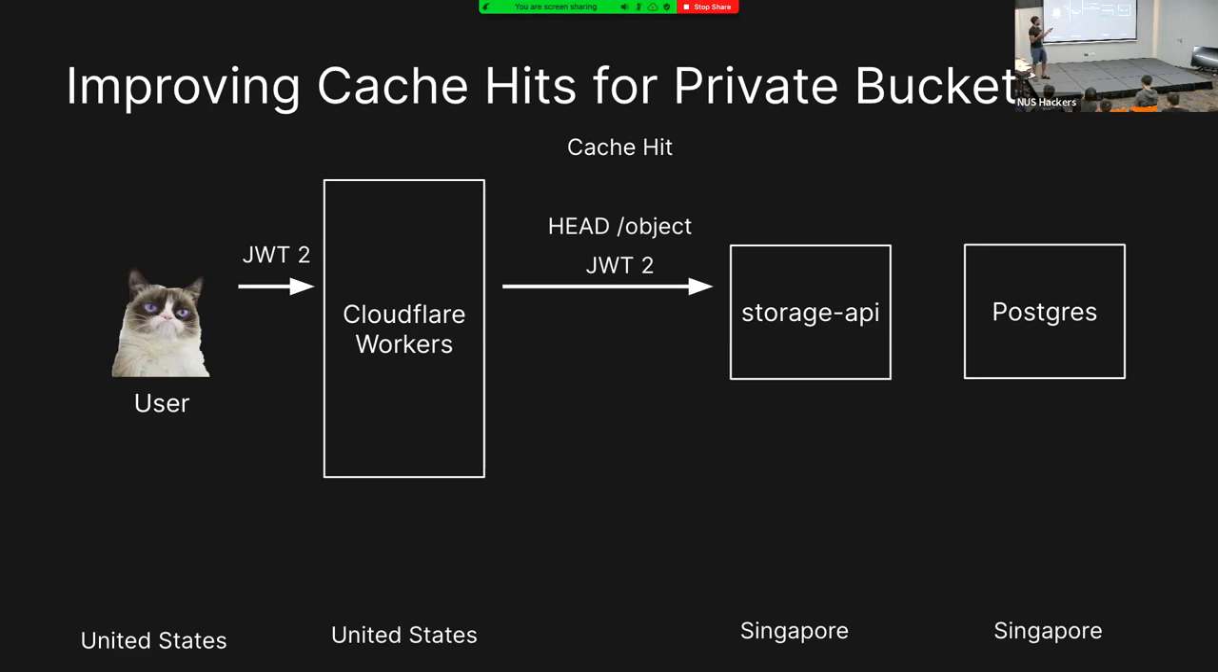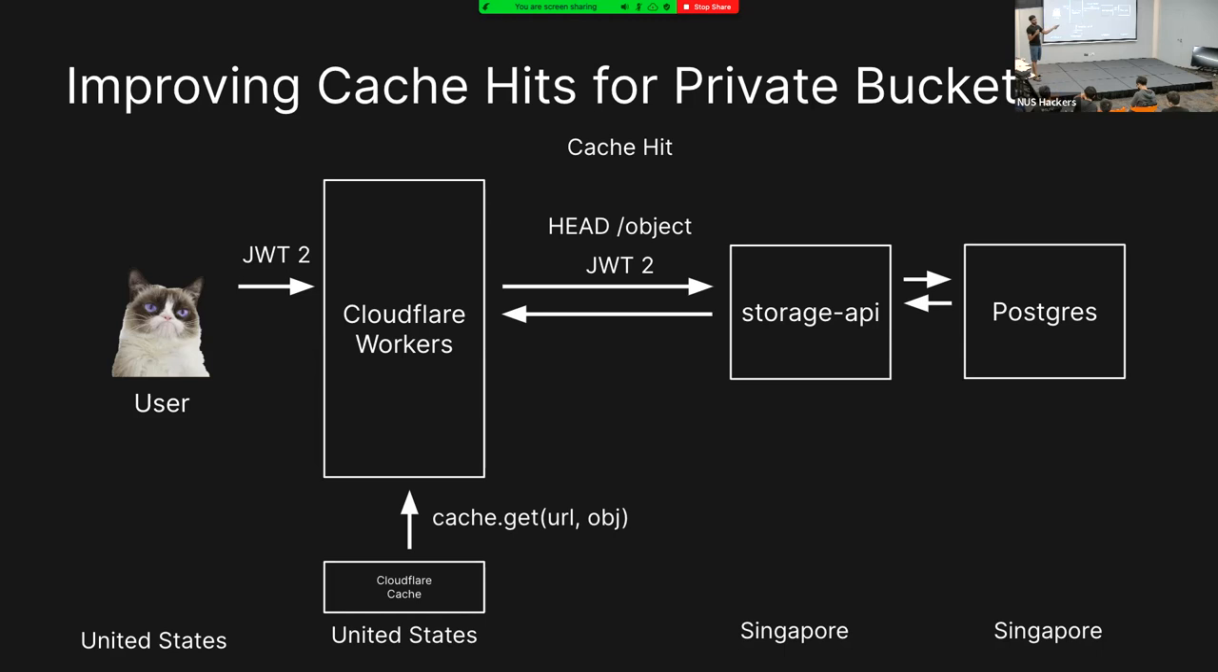And that still goes and checks Postgres, evaluates the row-level security policy, checks if the user has permissions. But this time it doesn't return anything. It just returns a 200 or a 403. And then if we get a 200 from the origin server, we get the response from the cache and then return it back.